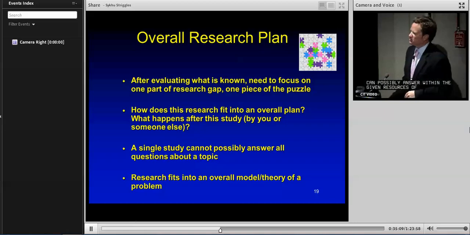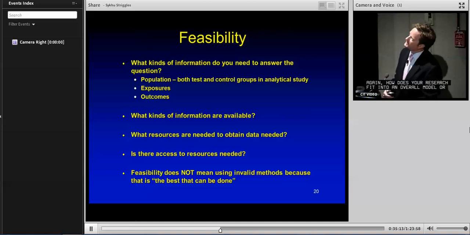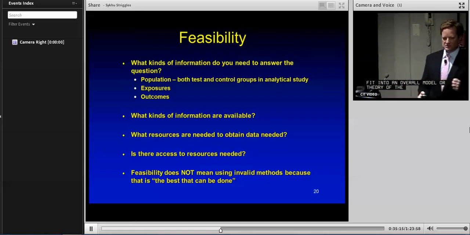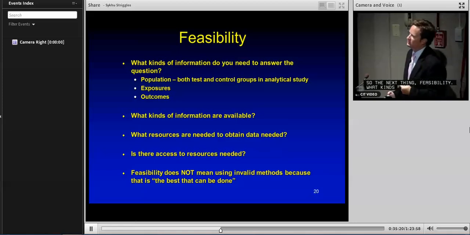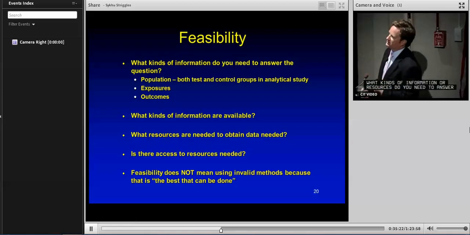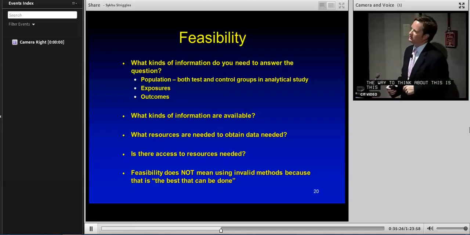And again, how does your research fit into an overall model or theory of the problem? So the next thing gets to this feasibility. What kinds of information or resources do you need to answer the question? And the way to think about this is sort of this PEO mnemonic, and that is population, exposures, and outcome.